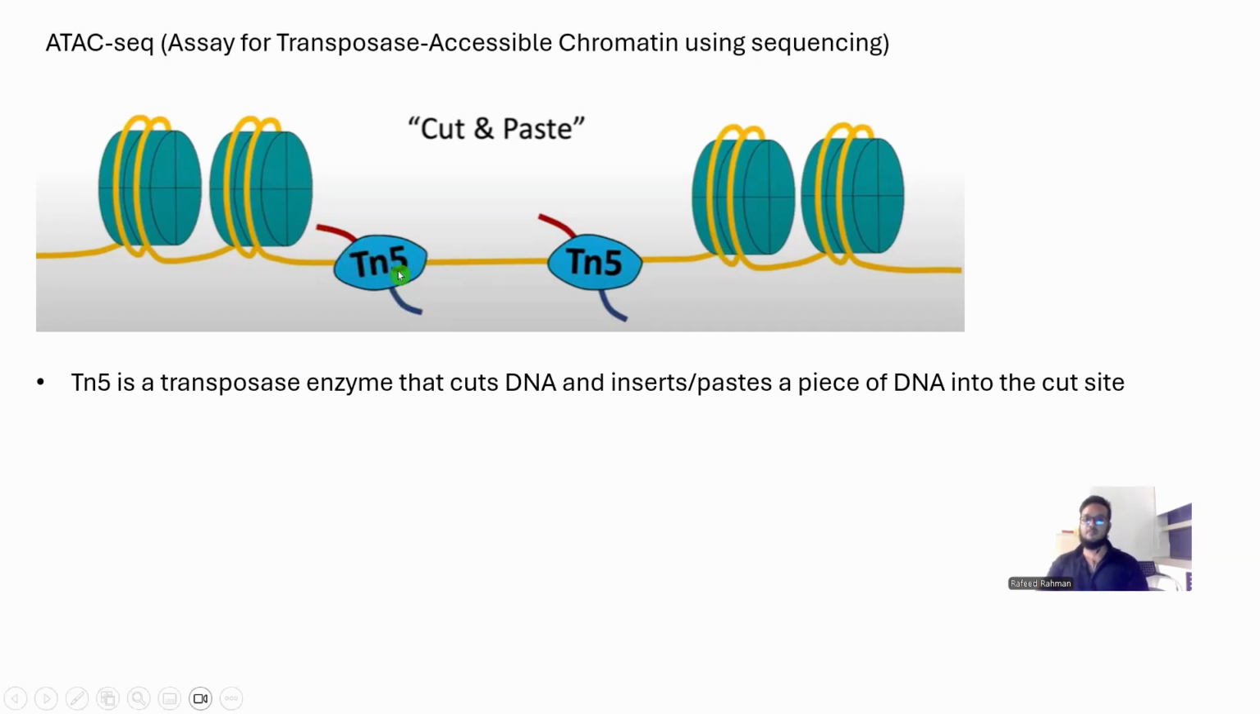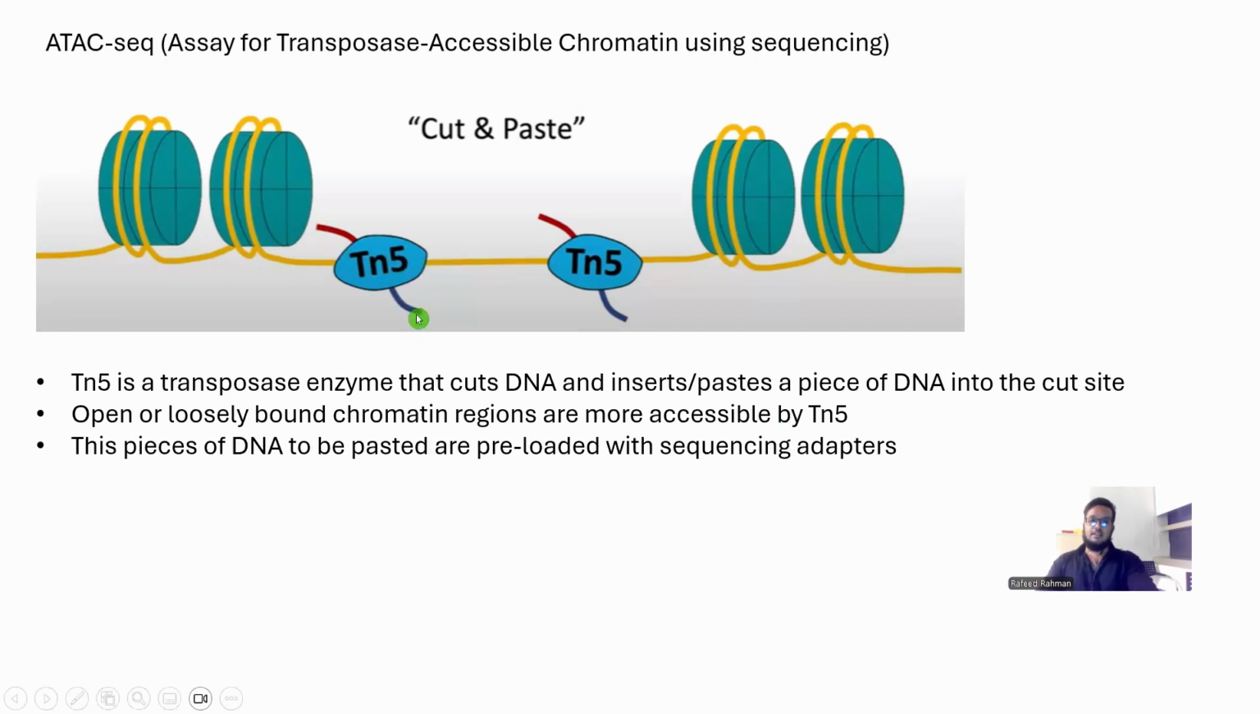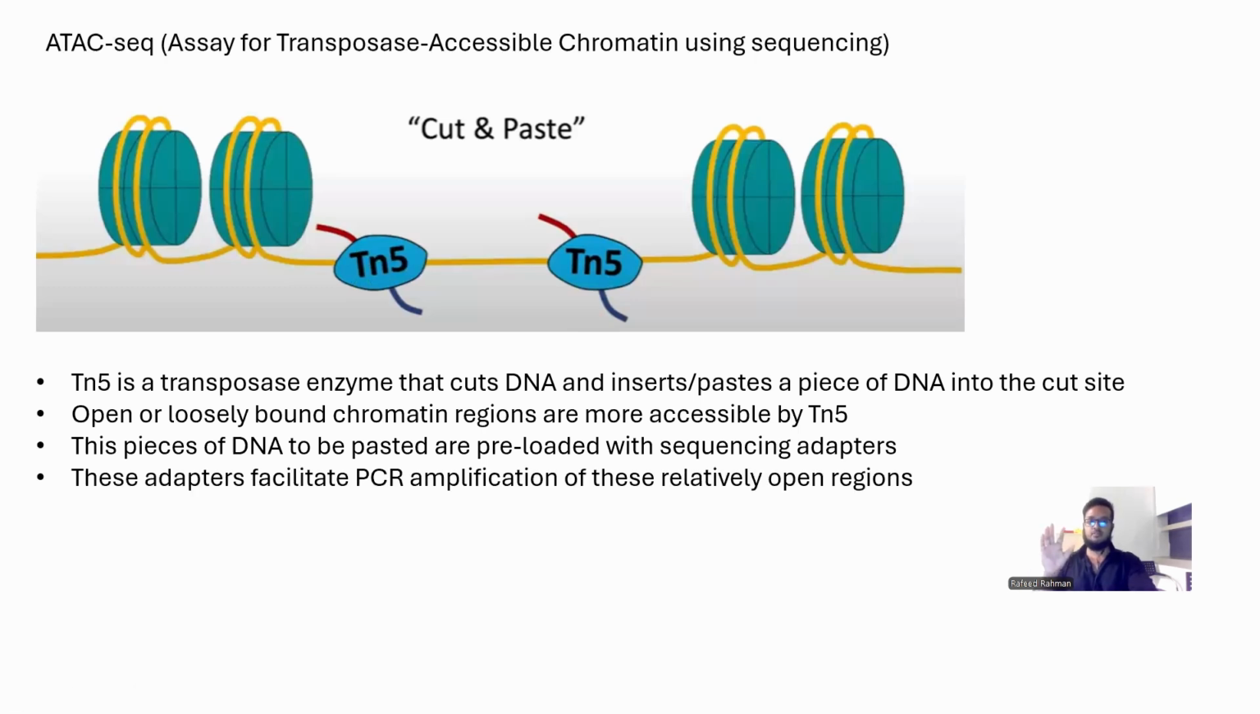Now, TN5 cannot work in all places. If you have some open or loosely bound chromatin region, it will be more accessible by TN5. That is the main property here. The thing is, we preload this TN5 with some sequencing adapters. So what are sequencing adapters? Sequencing adapters are particular sequences which facilitate PCR amplification. Suppose this place has no histone wrapping, so it's a completely open region.